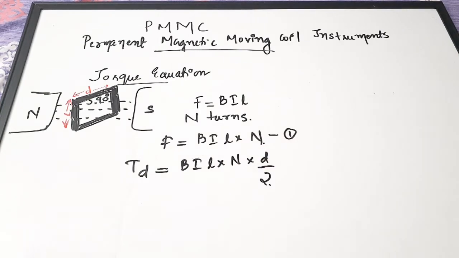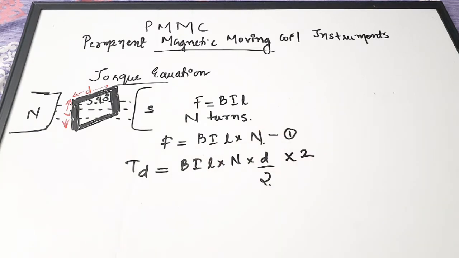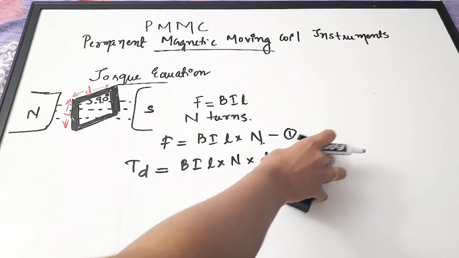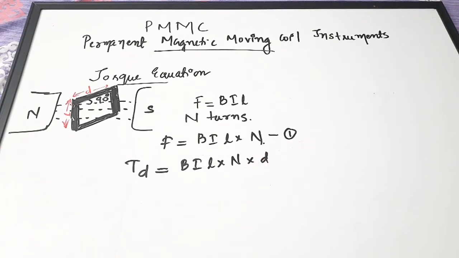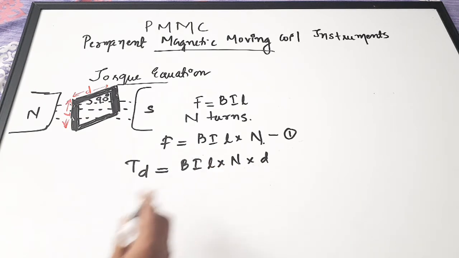Now this is a rectangular coil, and this rectangular coil has 2 sides. So you have to multiply TD by 2. That will be the total torque experienced. So it is experiencing torque from both the sides. You have to multiply it with 2, and the total torque you will get is B into I into L into N into D. So that will be the equation for torque.